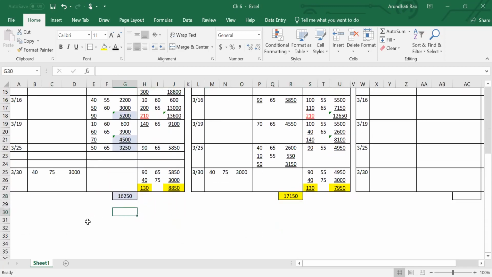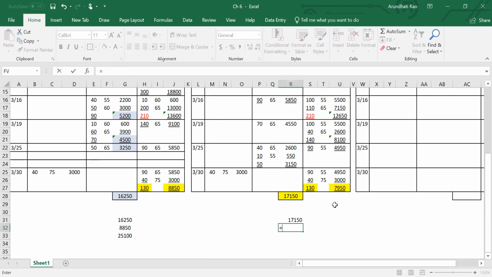Let me write this down over here. We have the 1650 and 8850. Add the two numbers up. Okay, that's going to give you 25,100. Let's do the same over here and see what happens. I have 17,150. I have 7950. Add the two numbers up, and you will get the exact same answer as you did before over here.